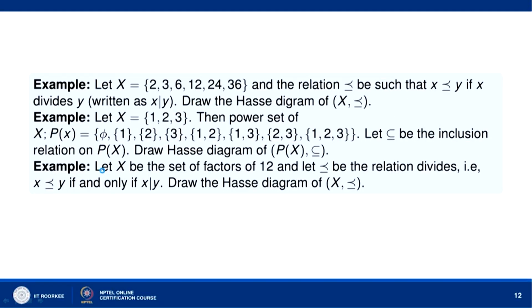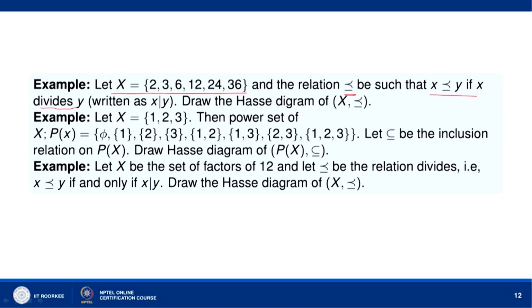So, then in the Hasse diagram what we will get is a single vertical chain. Now, let us see how we draw the Hasse diagram in some examples. Let X be equal to {2, 3, 6, 12, 24, 36}, and the relation in X is such that x precedes y if x divides y. So, in the set X the partial order is the divisibility.